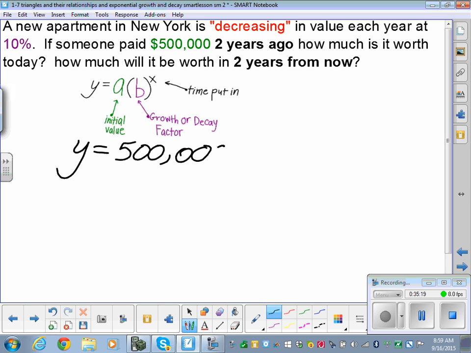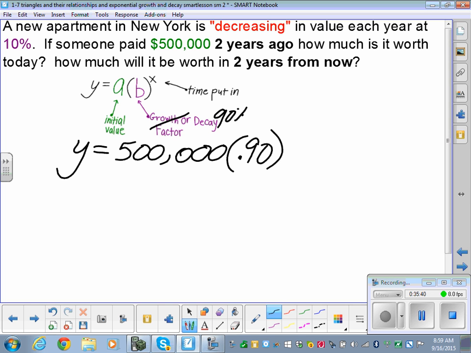So it's worth 90%. It's decreasing by 10%. It originally was worth 100%. It's decreasing by 10%. So it's worth 90% of its original value. So it's not decreasing too much. So it's worth 90%. Now look at it, guys. We know it's decay because that's less than 1, right? So we've done this correctly.